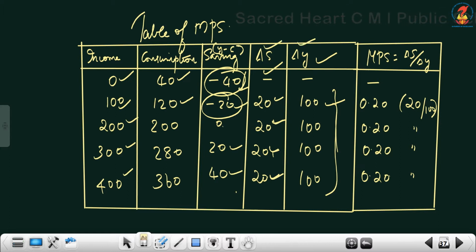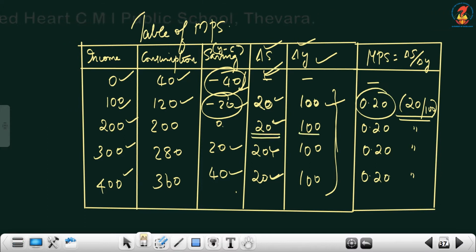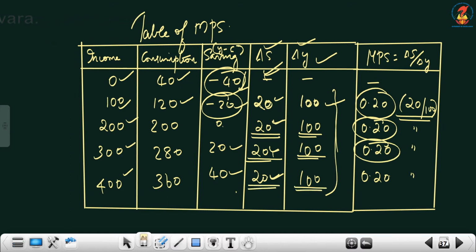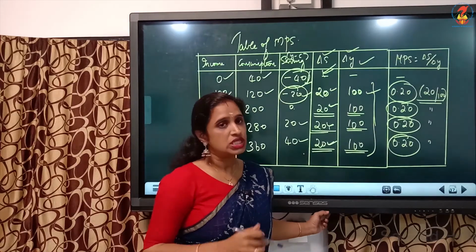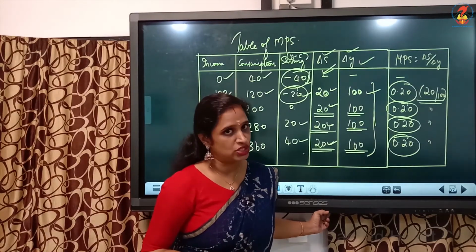Delta S by delta Y. First one is blank. Second one, delta S 20 by delta Y 100. 20 by 100 will give you 0.20. Next one, delta S by delta Y, 20 by 100 will give you 0.20. Next also 0.20. And finally 20 by 100 will give you 0.20. So MPS is 0.20. So this is a table of marginal propensity to save.